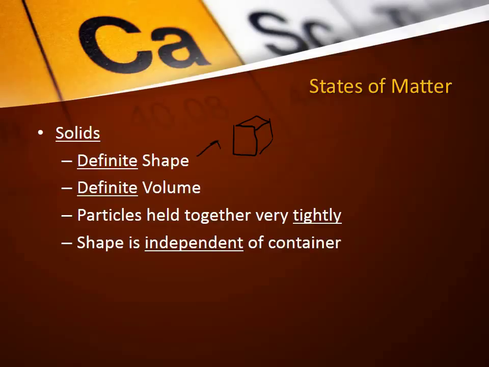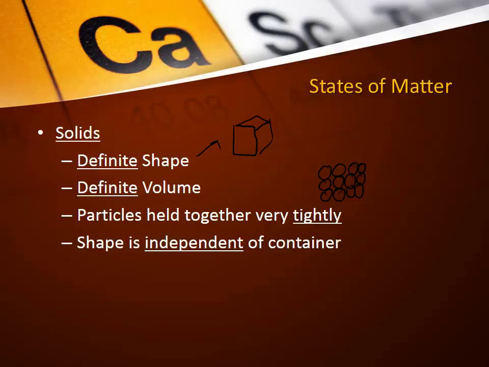This block of wood, I can't really shrink. Can't really make it bigger. I can break it into smaller pieces. But again, I can put them back together and they would still take up the same amount of space. That's the definite volume. These particles are actually held together very tightly. So imagine these are the atoms. They're very, very, very tight and very, very orderly.